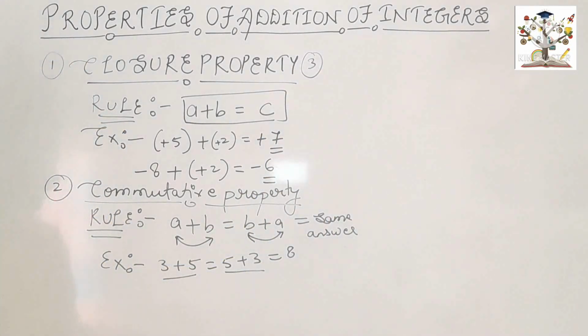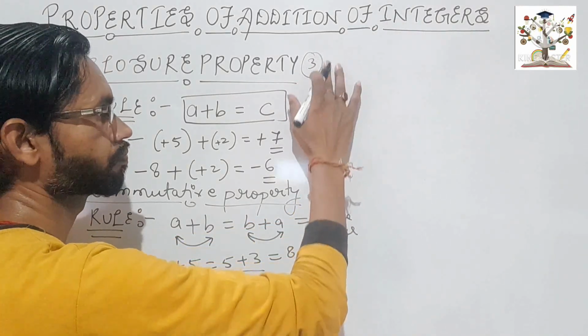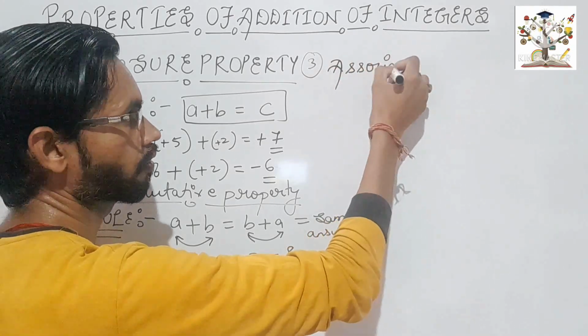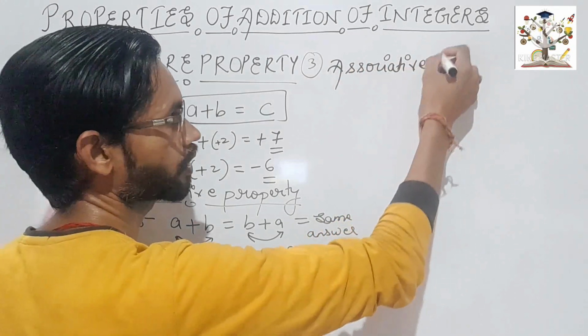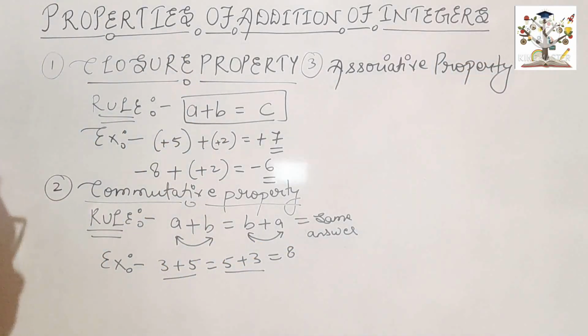Now coming to the next property. What is the third property? That is associative property. Associative property says that whenever there are three integers in a particular condition, then what happens? Okay, so what is the rule for this?